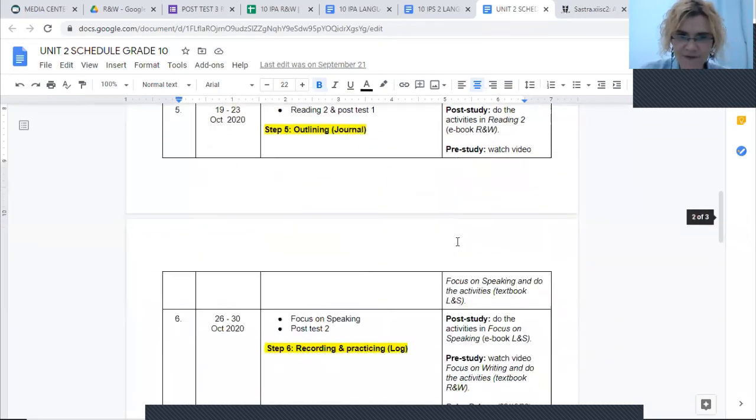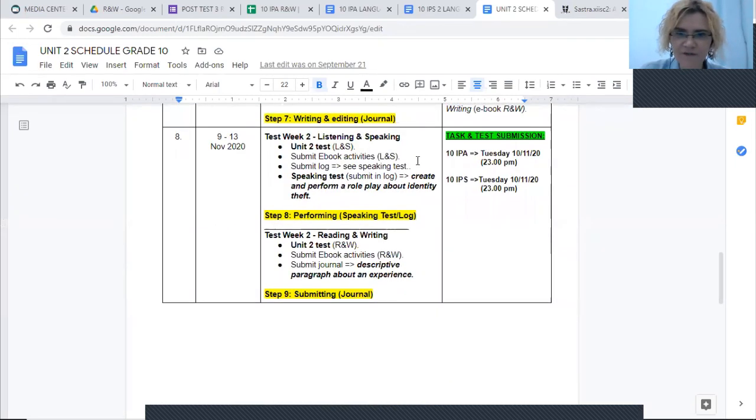Any questions about this? Remember, for your speaking, you're going to create and perform a role play about identity theft, which has to be recorded separately and then edited together, yeah? And for your writing, you're doing a descriptive paragraph about an experience.